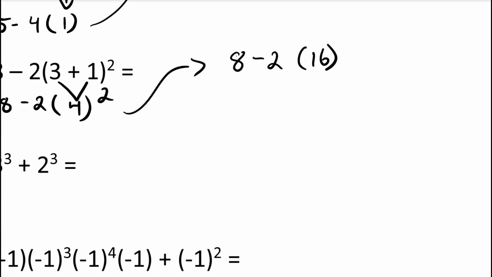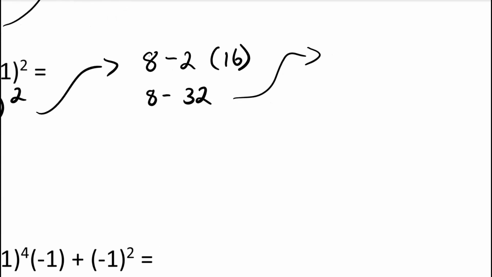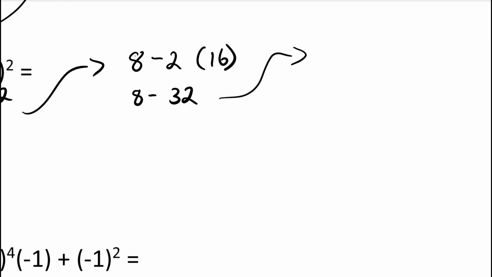The next thing we want to look for is, is there division or multiplication? Well, the bracket represents multiplication, so 8 subtract 2 is not going to be dealt with right now. We want to look at 2 multiplied by 16. So 2 multiplied by 16 makes 32. And our last step is to look for, is there any addition or subtraction? Well, we have subtraction of 8 subtract 32, which makes -24.